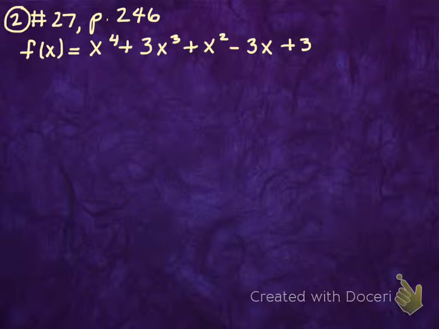Number 2 from your BAT list is number 27 from page 246, and the directions say the same thing here, but on your BAT list I told you to describe end behavior of f of x using limit notation and explain your reasoning. That's all you have to do with this function. Well, remember, for end behavior I only have to look at the first term, which is x to the 4th. When it's written in standard form, you can look at the first term. You're looking for the leading term, which is always the one with the highest exponent.